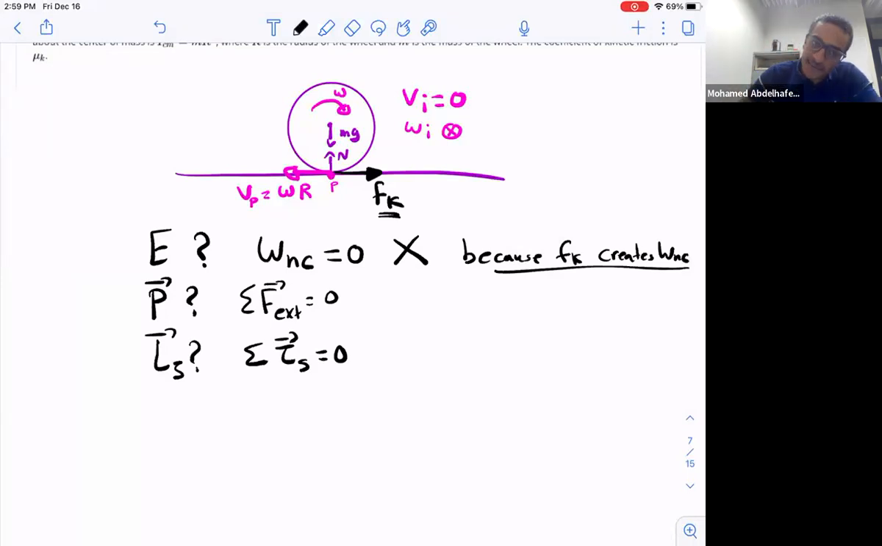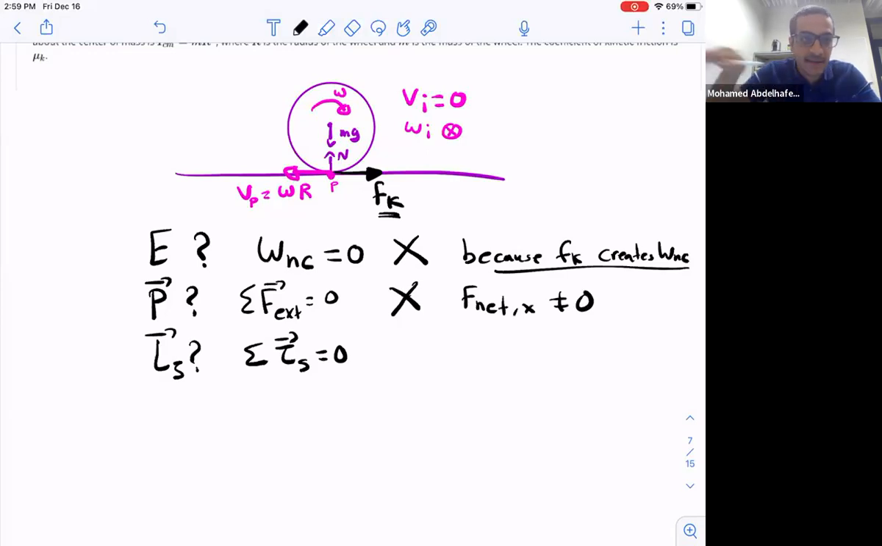Okay, so we go to the second. Is external force zero? Let's look in the X direction. If we call X and Y, in the Y direction the forces cancel, the gravity and normal force cancel. But in the X direction, you only have the force of friction. There's no other forces. So again, this is not true. F net in X is not zero.